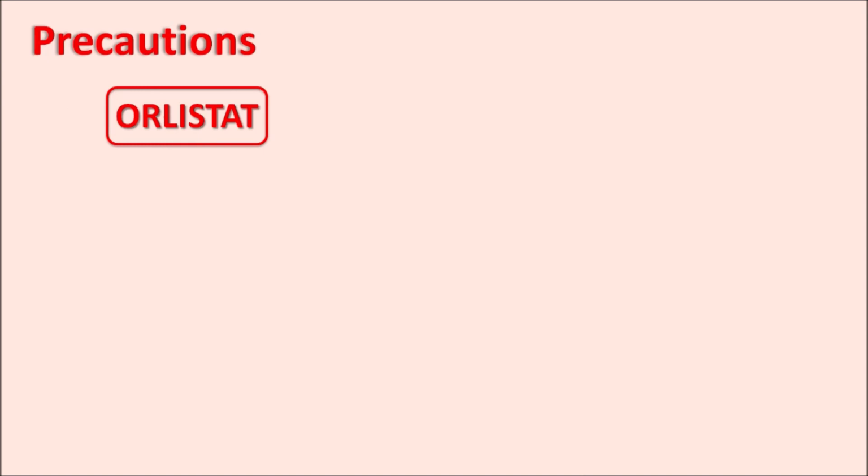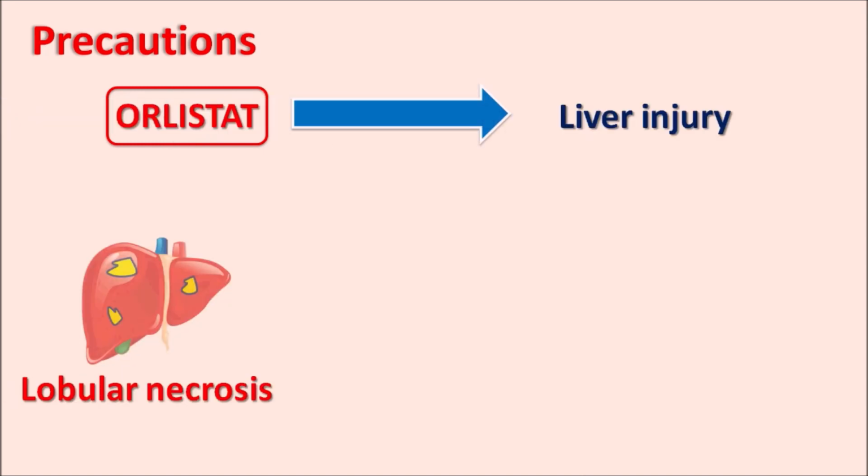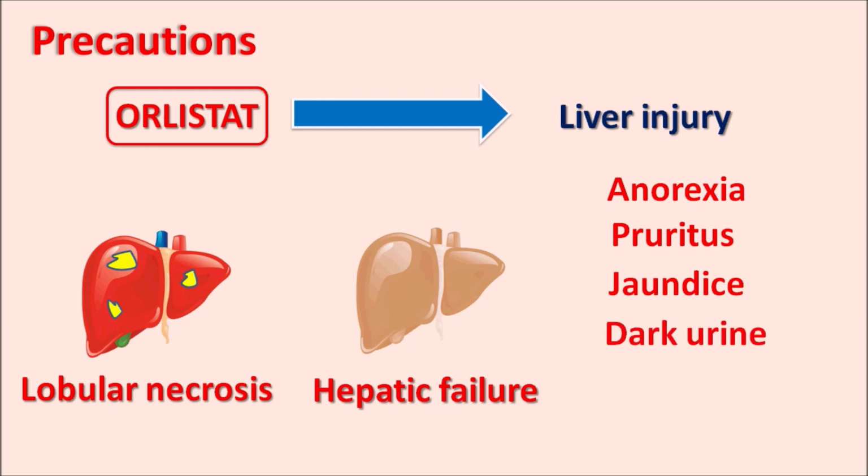Another important precaution of this drug is on the liver injury. This drug can produce some lobular necrosis, hepatocytes are getting some necrotic damage, and it can also precipitate acute hepatic failure, which may produce few of the symptoms in the patients such as anorexia, loss of appetite, pruritus, jaundice, dark urine, abdominal pain. So any of these symptoms are observed in the patients after use of orlistat, then liver functionality should be checked, and if any liver abnormality is developed, then this drug should be stopped.